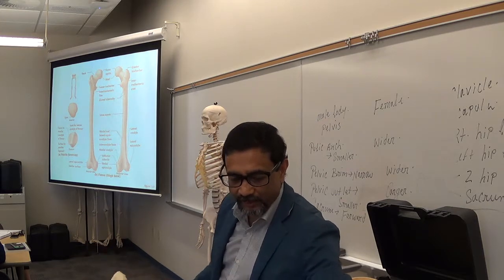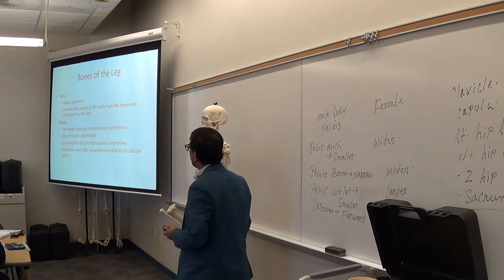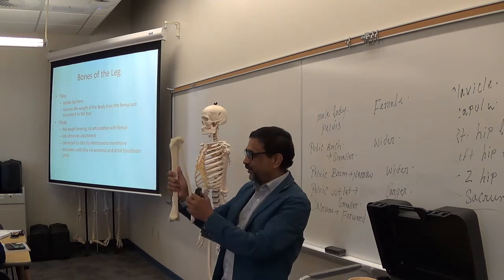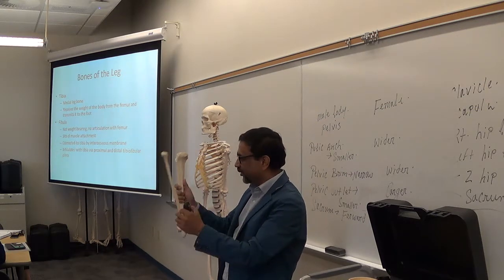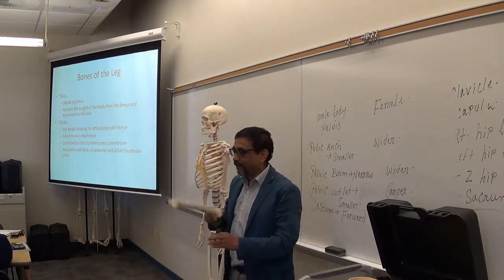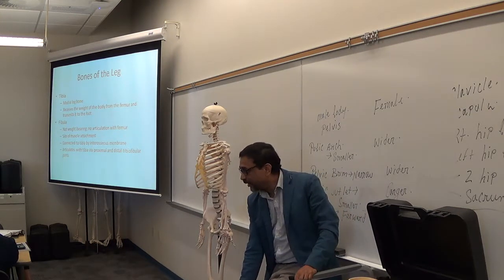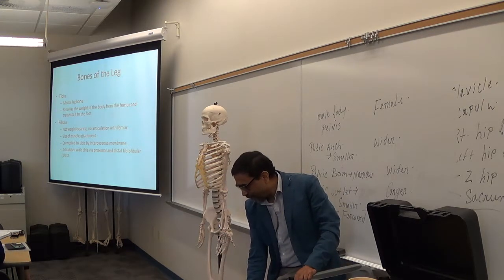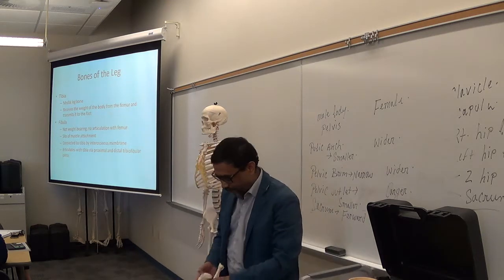Tibia and fibula, the leg bones. This is the larger, this is the smaller, right? Bigger one is tibia, smaller one is fibula. Okay? First we'll see tibia. Tibia, remember, is the medial bone of the leg, medial, and fibula is the lateral one. Okay? So this is the tibia, medial bone, and this is the fibula, lateral bone. Okay? Remember that.